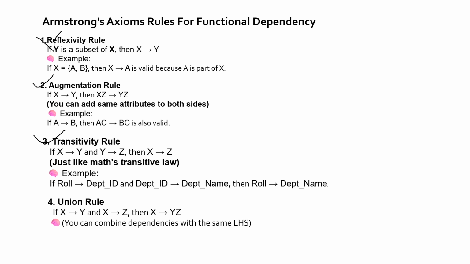In union, if the LHS of both is the same, this LHS X, then we can combine them and write, like Y is functionally dependent on X and Z is functionally dependent on X. So we can say that YZ is functionally dependent on X.